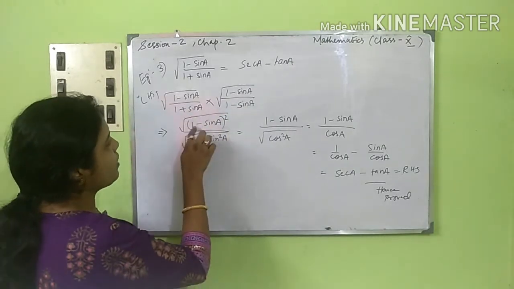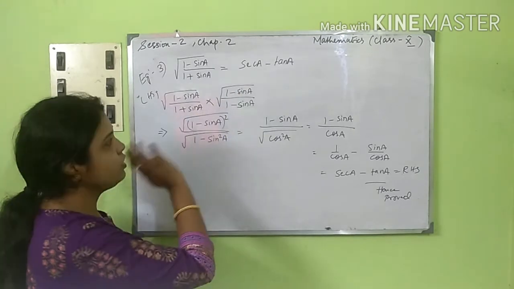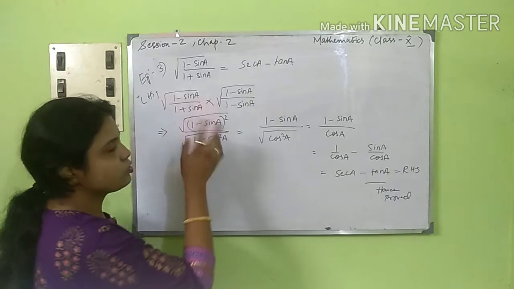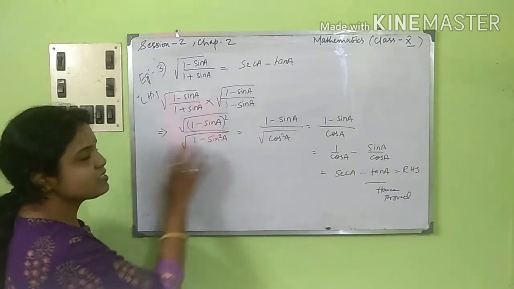So (1 − sin a) whole square, we got it from here within the root, and this is (1 + sin a)(1 − sin a). So this is (a + b) into (a − b). So we get 1 − sin²a.